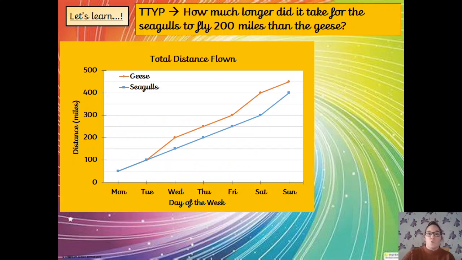Okay, again, talk to your partner, somebody at home, or just have a really good think. How much longer did it take for the seagulls to fly 200 miles than the geese? This is a tricky one. Again, pause the video, have a really good think, come back when you think you know the answer.